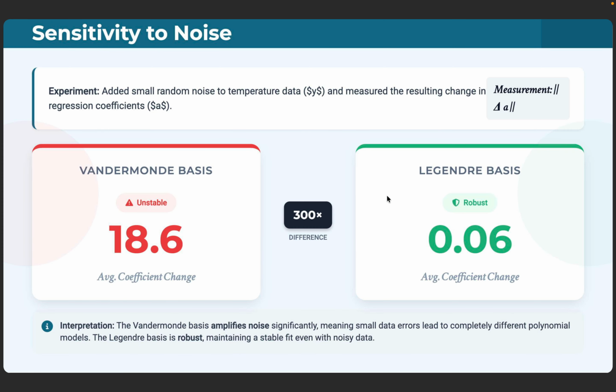In this slide, we will see sensitivity to noise. To directly test stability, small noise was added to the data. The Vandermonde coefficients changed by about 18.6 while Legendre changed by only 0.06. This roughly 300 times difference shows Vandermonde strongly amplifies noise while Legendre remains robust.